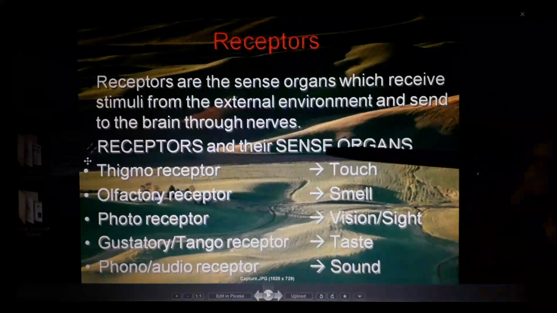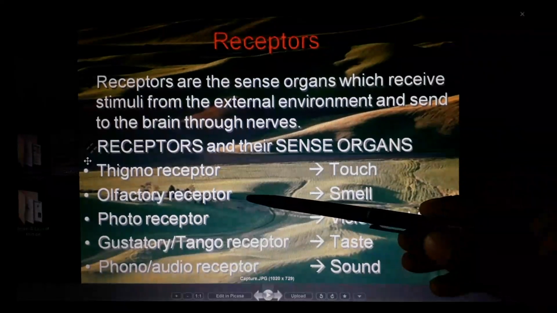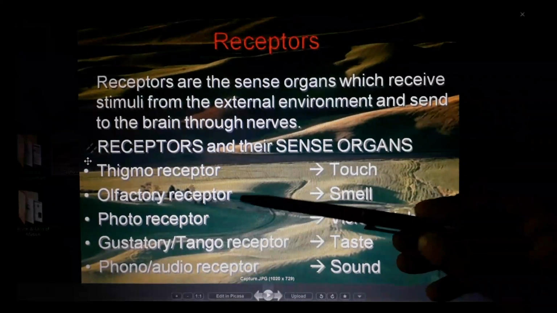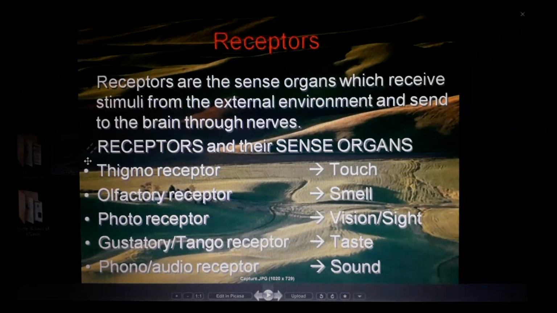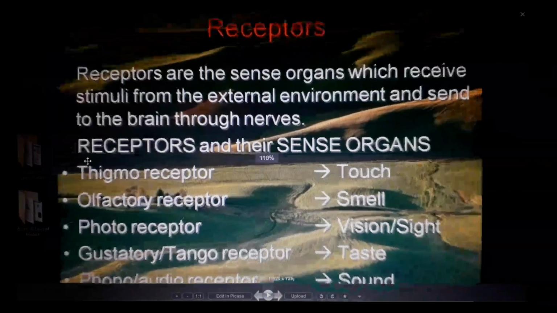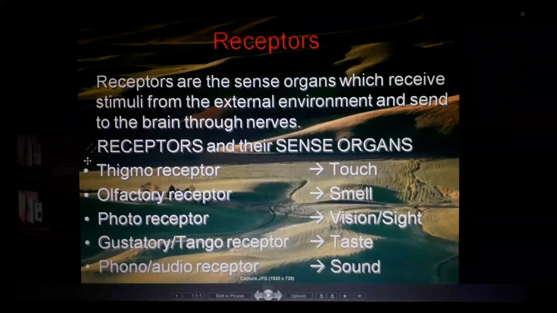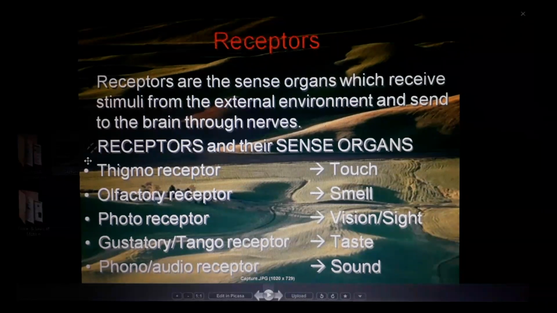So, see, only the names you want to study. Thigmoreceptors carry the sensation of touch. Olfactory receptors, you already studied olfactory, means smell. In acids, bases and salts, you studied this olfactory receptor, which carries signals of smell. Photoreceptors, you already know, will be in the eyes. Gustatory receptors or tangoreceptors are in our mouth, especially in the tongue, and they carry taste. Next one is audio receptors or phonoreceptors. They are for sound. These are the five different types of nerves which take the signals from the body to the brain.